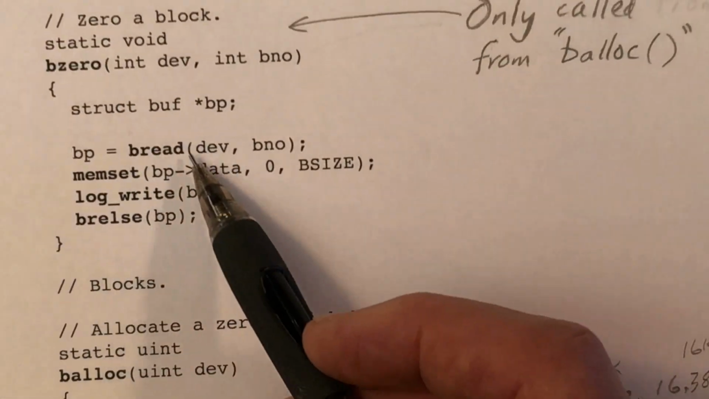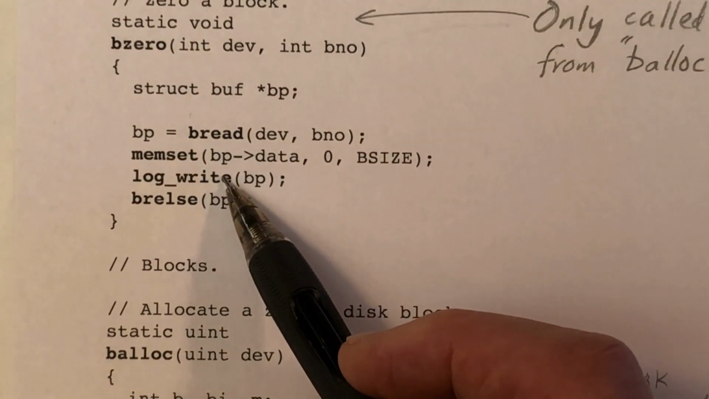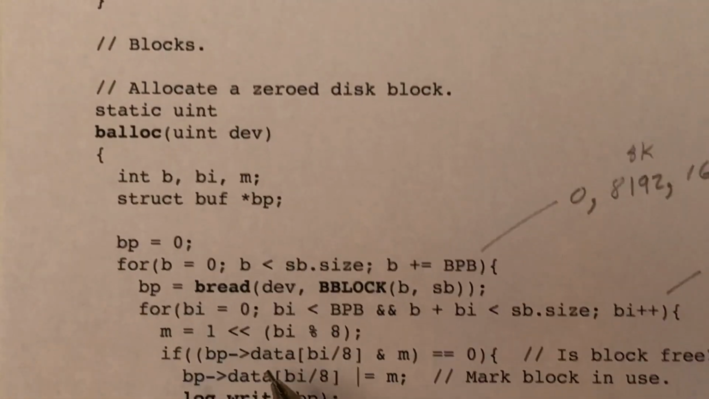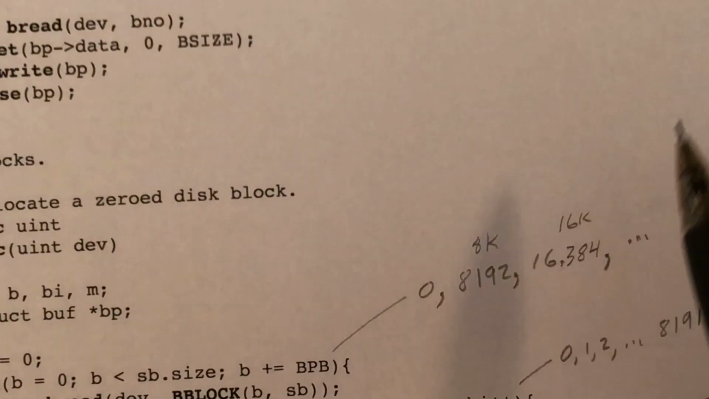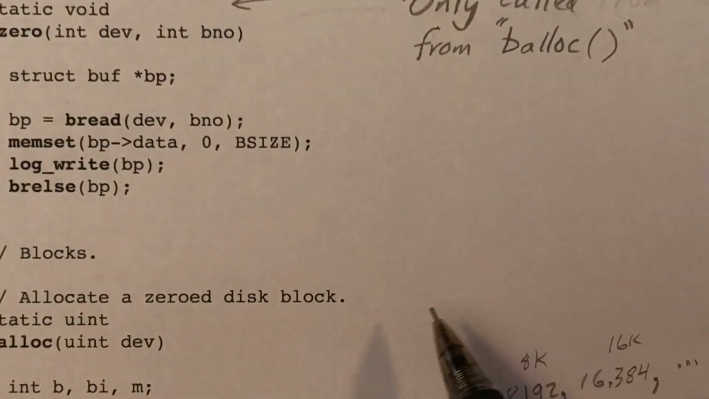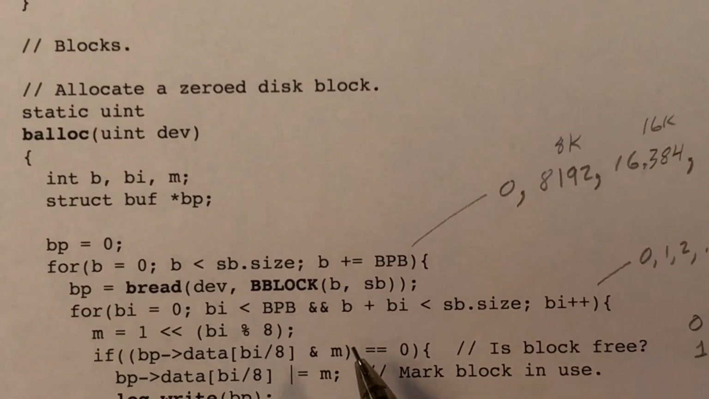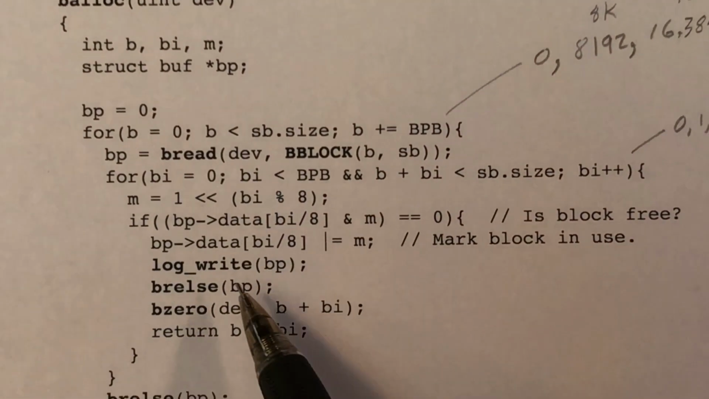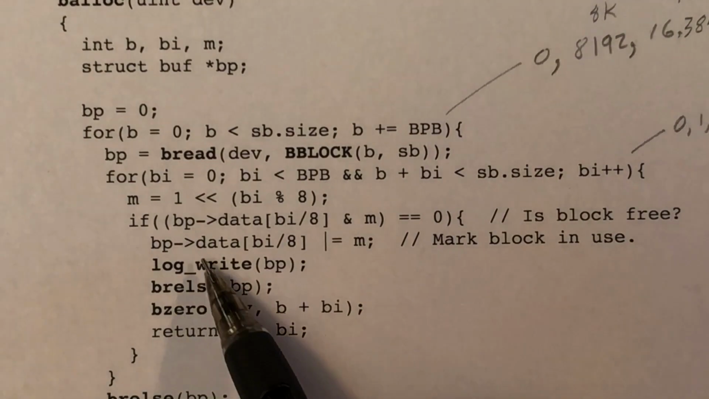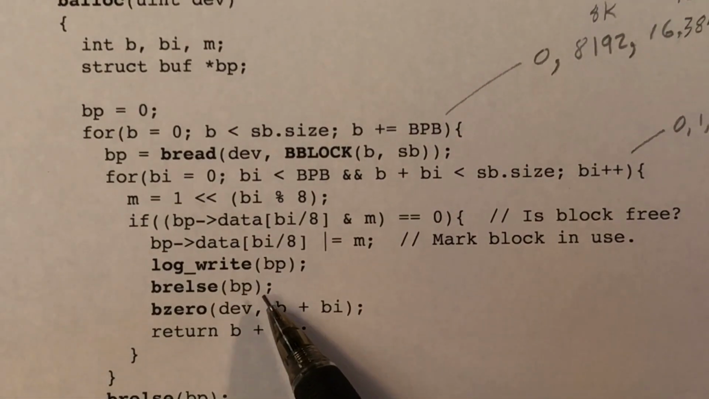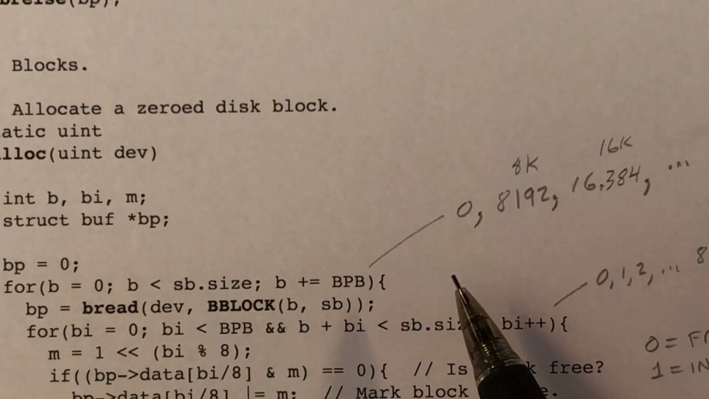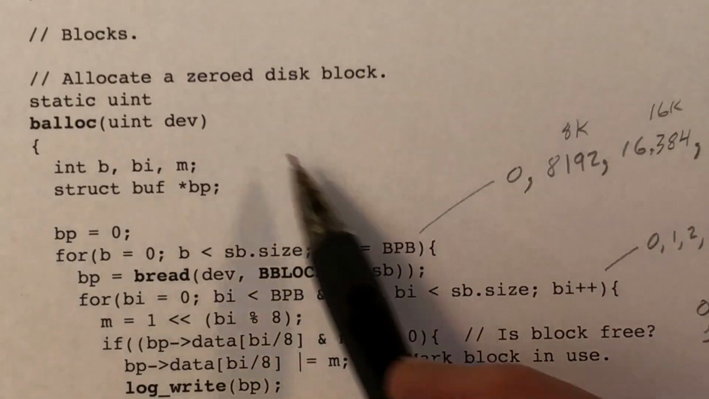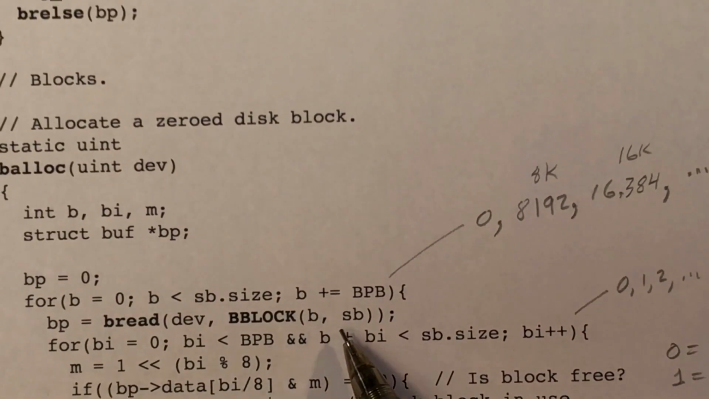Now, these functions here are calling bread, logwrite, and brelease. Okay, so that means they must be within a transaction. So we'll see that all of the functions in this file here are supposed to be in a transaction. They will call bread and logwrite, and we assume that all of this is happening within some transaction. So this code outside of the file fs.c will begin the transaction and then call these functions, or some of these functions, and then ultimately call the end op function to terminate the transaction.